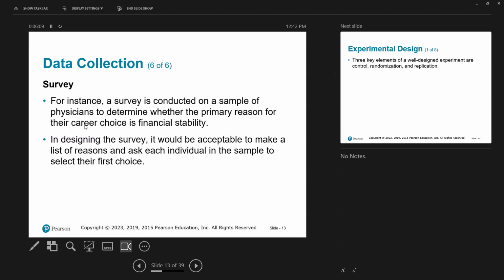For example, consider a survey conducted on a sample of physicians to determine whether the primary reason for their career choice is financial stability. In designing the survey, it will be acceptable to make a list of reasons and ask each individual in the sample to select their first choice.